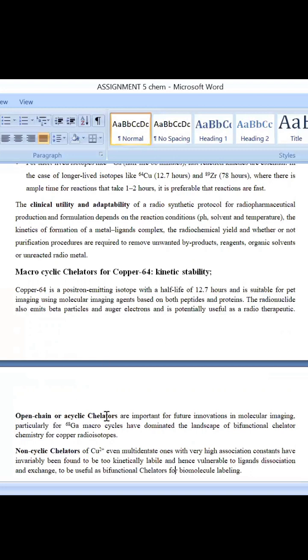Next point is open chain or acyclic chelators. Open chain or acyclic chelators are important for future innovations in molecular imaging, particularly for gallium-68. Macrocycles have dominated the landscape of bifunctional chelator chemistry for copper radioisotopes. Next is non-cyclic chelators. Non-cyclic chelators of Cu2+, even those with very high association constants, have invariably been found to be too kinetically labile, and hence vulnerable to ligand dissociation and exchange, to be useful as bifunctional chelators for biomolecule labeling.